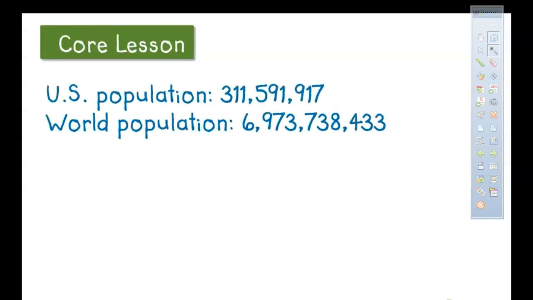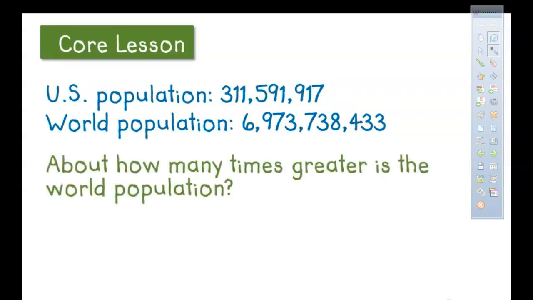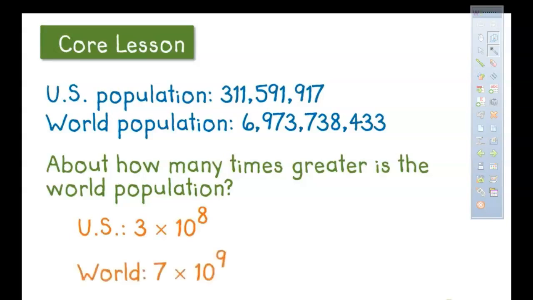Here are these two numbers we started with. So this in fact is your problem right in your notes. The population of the United States and the population of the whole world around 2011. About how many times larger is the population of the whole world? Notice they're already written in scientific notation. What we're going to do is write these two numbers in scientific notation, but we're just going to write them as estimates.